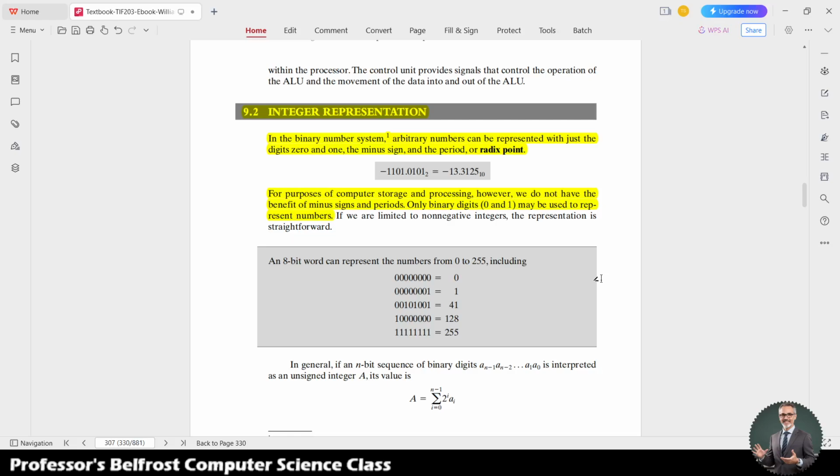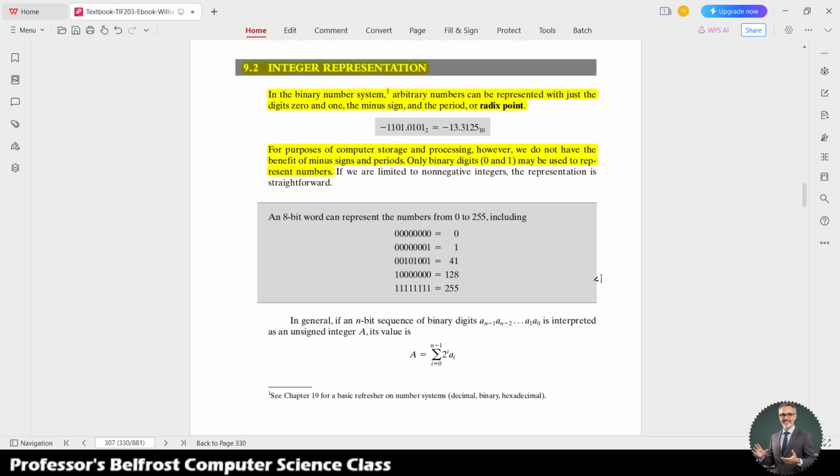Integer representation, we have discussed this, right? We have what is called the radix point, which is a period. In the binary number system, arbitrary numbers can be represented with just the digits 0 and 1, the minus sign, and the period or radix point. We have also discussed how to convert binary to decimal and decimal to binary, for integers and the fraction part. This is just a quick review.